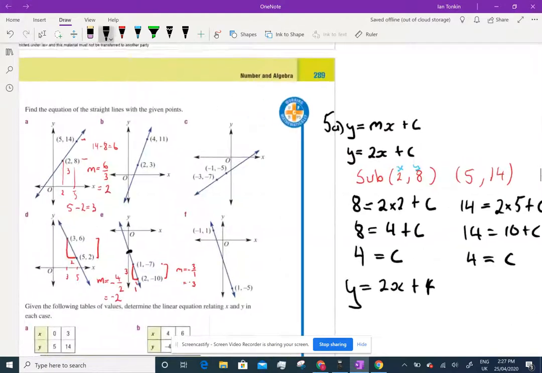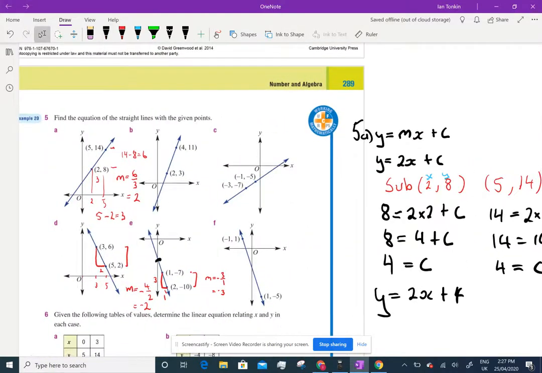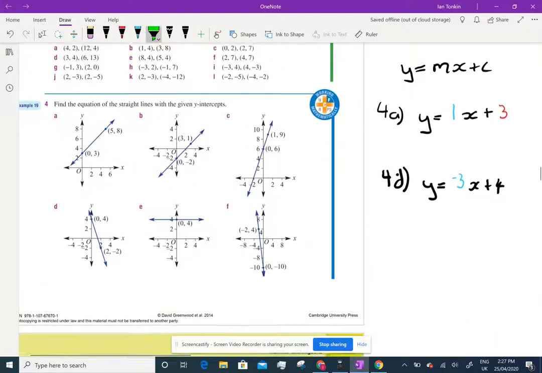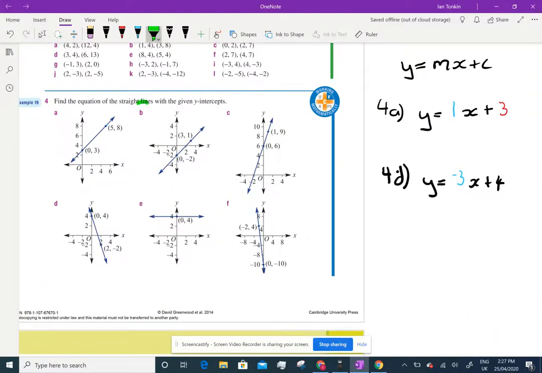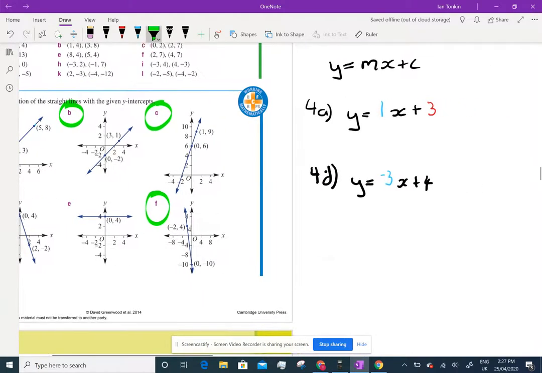Now, you need to finish 4 and 5. You've got 3 to do. You've got B, C and F. Find the equations of those lines. And in 4, I'm pretty sure it was B, C and F as well. Good luck.